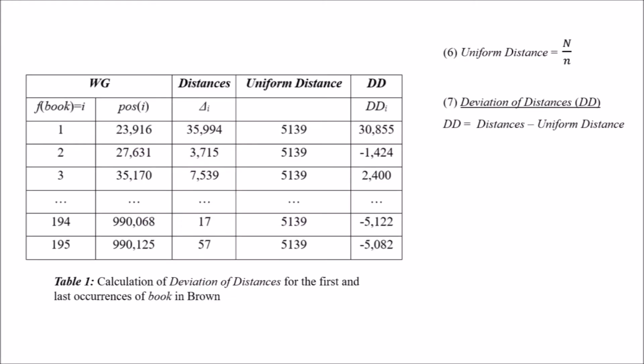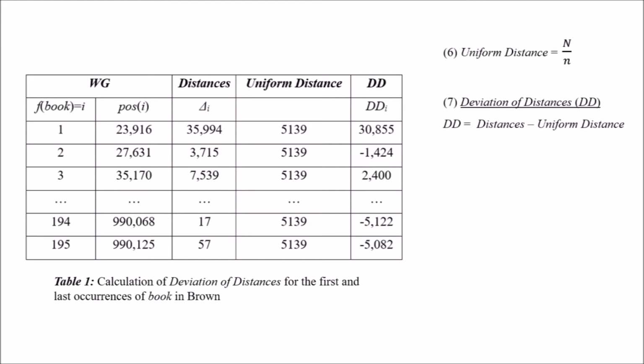Then you can calculate divergences of the actual distances from the uniform dispersion of a word, called deviation of distances. This is calculated simply as the difference between the actual distances and the uniform distance. This calculation is illustrated here for the 195 instances of book in the Brown corpus. The second column shows the position of every occurrence, and the third column the distances. The uniform distance in this case turns out to be 5,139 tokens.